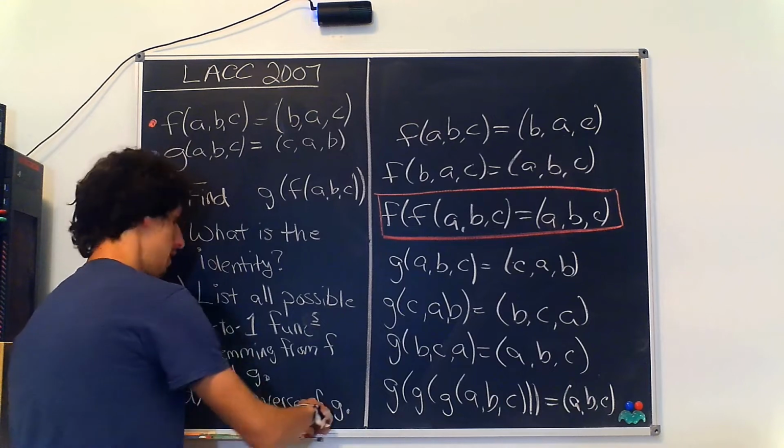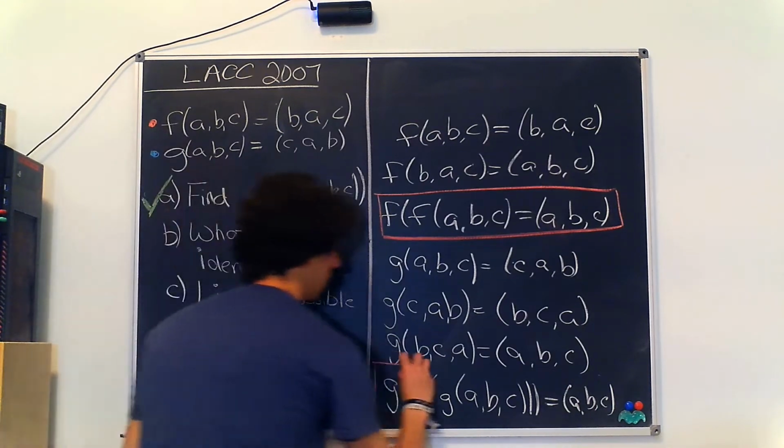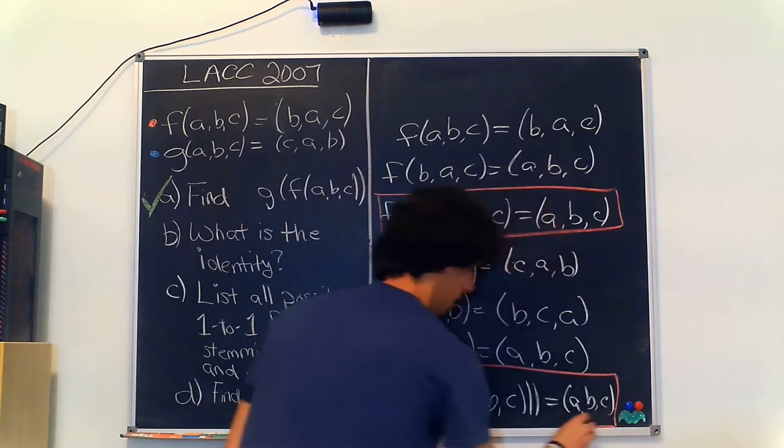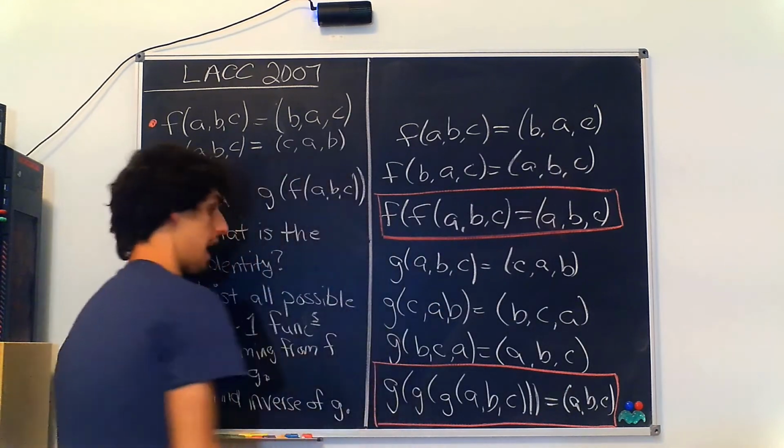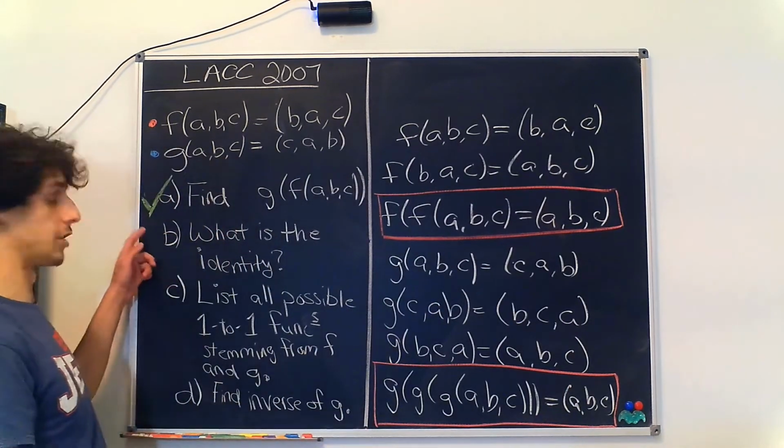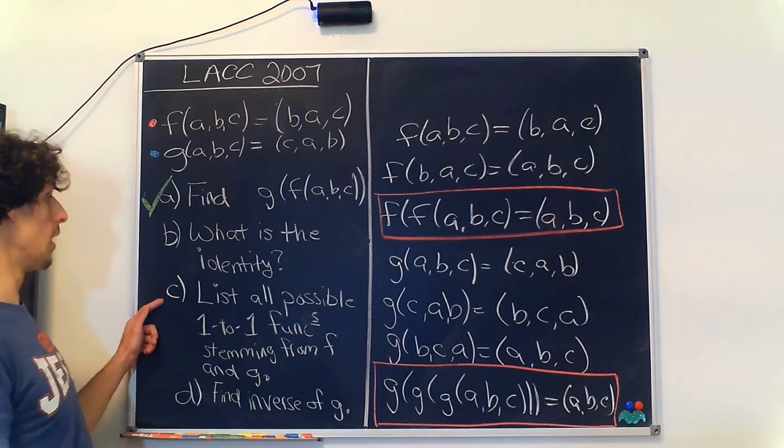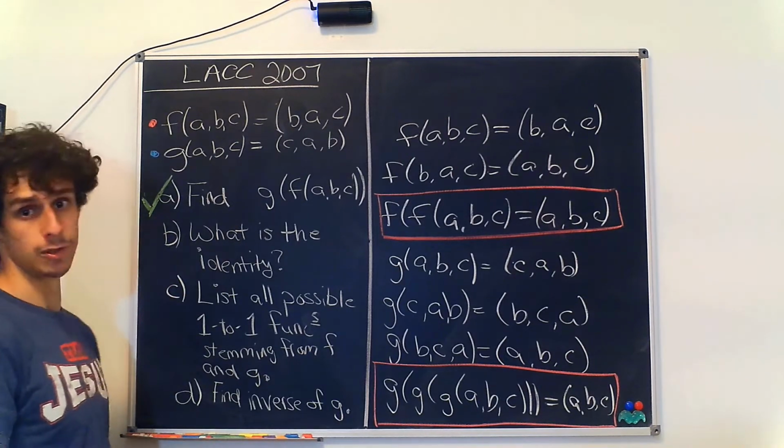Okay, so both of these things that I'm boxing in red here give us identities for this set of maps that we're working with. So let's check this problem off and move on to letter C, which I think is probably going to be the most extensive.